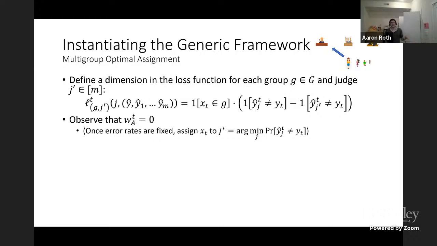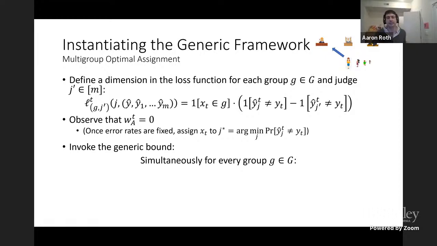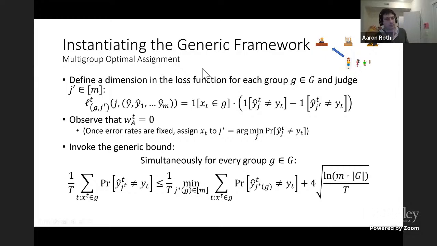Okay, and here the adversary moves first, value is 0, right? The reason is once the adversary commits to a distribution over labels and predictions for the judges, that gives us an expected error rate for each of the judges on this individual. And if the adversary told us ahead of time what the error rate was for each judge, I would just assign today's individual to the judge that had the lowest error rate. That would make all of these coordinates non-positive. And so again, we can invoke the generic bounds and find that simultaneously for every group G, the average error rate for people in that group is at most the average error rate made by the best judge for people in that group, up to this regret term that scales with log of the number of judges times the number of groups. And once again, you can turn the crank and derive from this automatically an efficient algorithm for doing this.